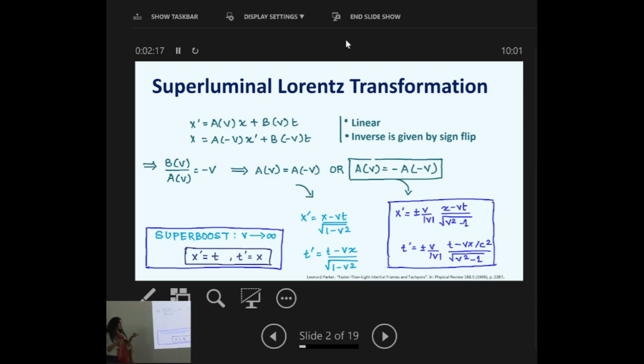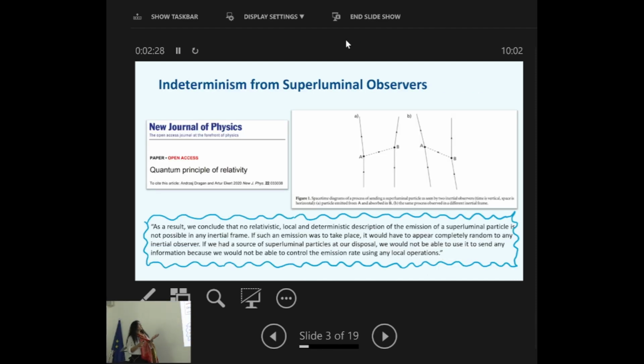Now, the superluminal Lorentz transformation has a very interesting feature: space and time switch at the infinite limit. Why is this interesting? A few years back, a very famous paper came out, known as the quantum principle of relativity, by Dragan and Ekert. Their argument can be seen something like this picture.